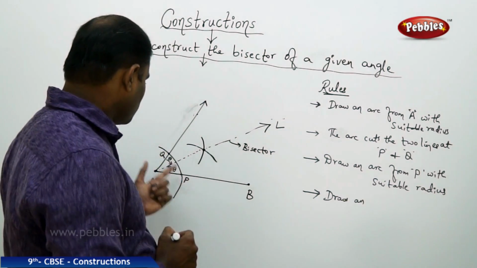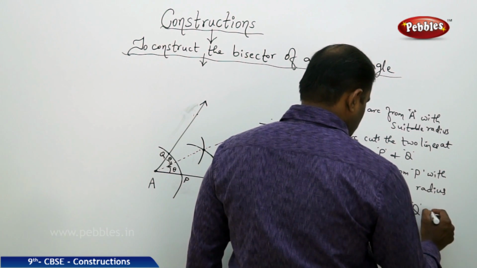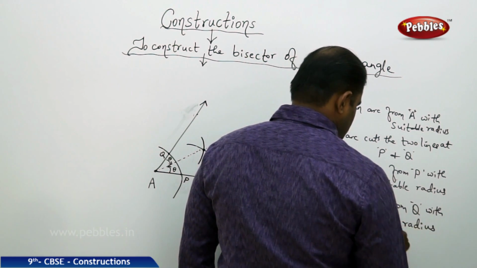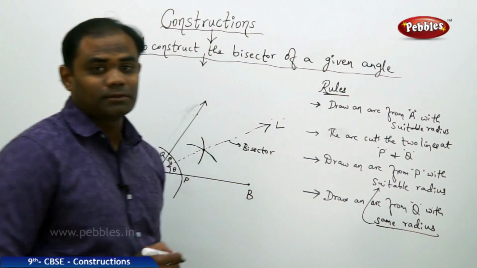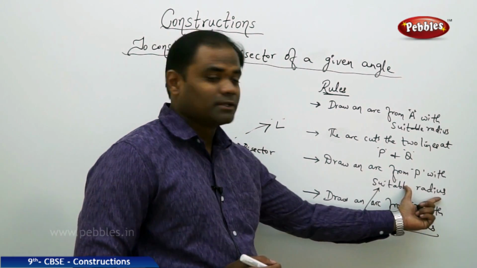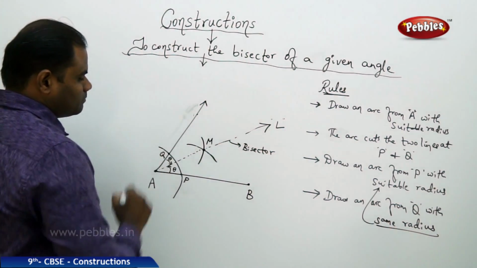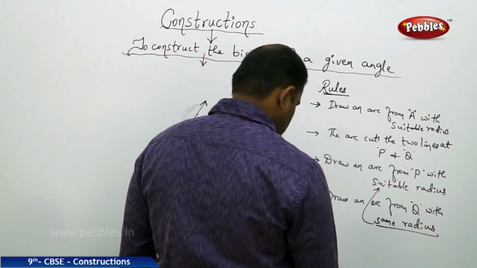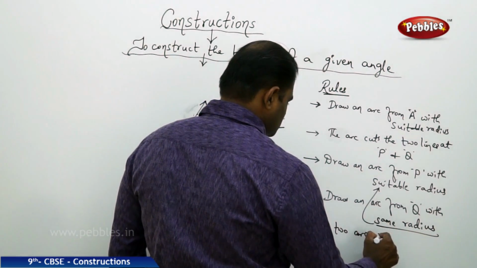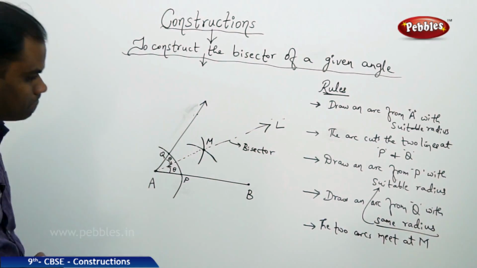I draw an arc now from Q. So draw an arc from Q with the same radius as this. This is very important. So I draw an arc from Q with the same radius as the previous suitable radius. Therefore the two arcs meet at M, the point M.